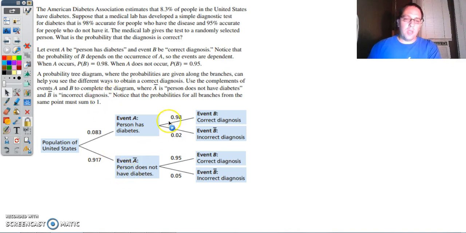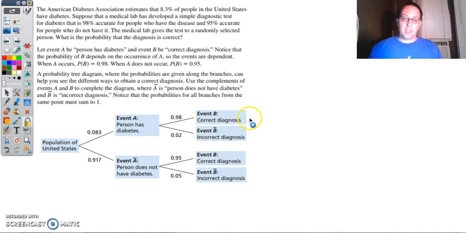All right, and same thing here. If the person has diabetes, the test is 98% correct, which means that it's 2% incorrect. If they do not have diabetes, it's 95% correct, which means that it's 5% incorrect. Okay. So what we need is the probability that it is correct here or that it's correct here.